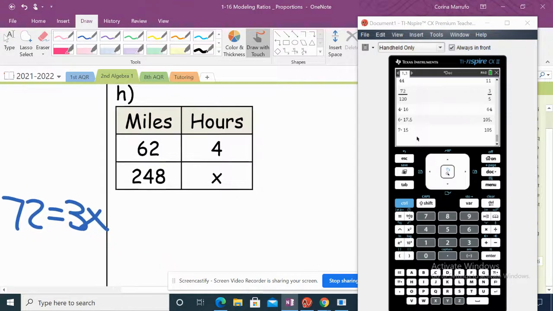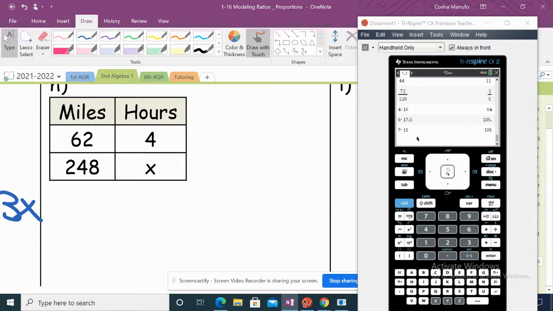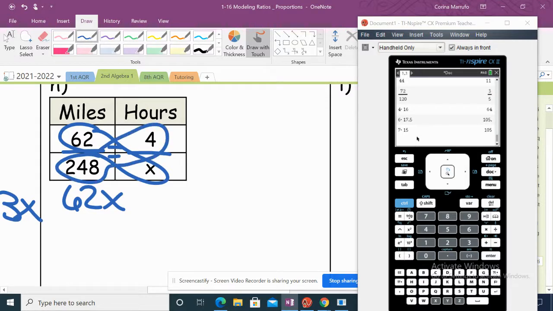Okay, so now this next one we have miles and hours. So we're going to set up a proportion. It's 62 over 48 equals 4x. So we're going to cross multiply. So 62 times x is 62x. 248 times 4 is a big number. I don't know. 990 what? 2.